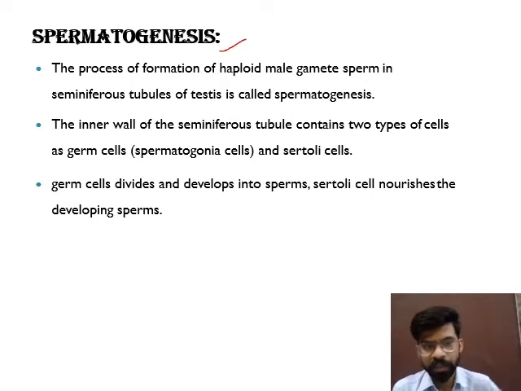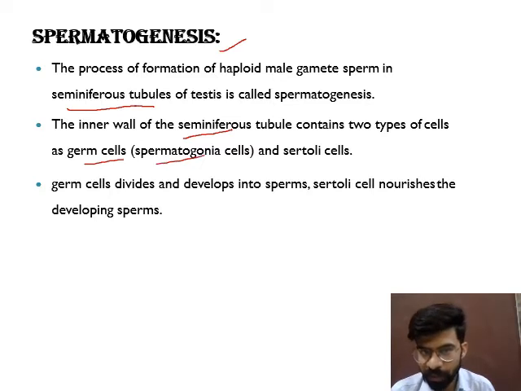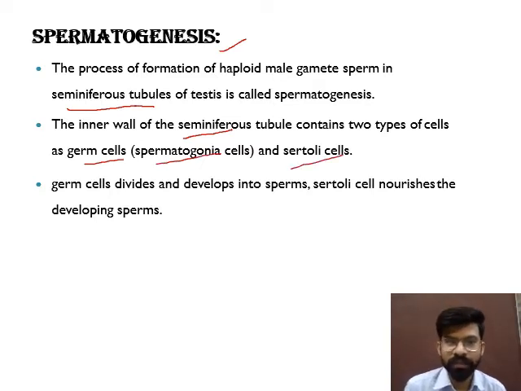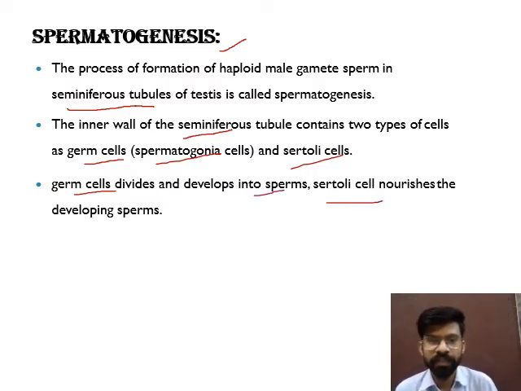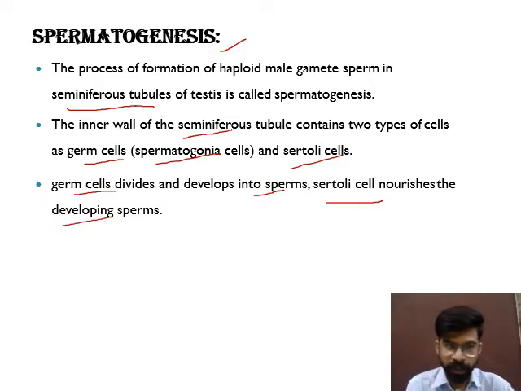Now, first is spermatogenesis. What is spermatogenesis? Spermatogenesis is the process of formation of sperm or haploid male gamete, and the site of sperm formation is seminiferous tubule, already covered in the male reproductive system. Seminiferous tubule is present inside the testes. The inner wall of seminiferous tubule contains two types of cells, already covered: the germ cell or spermatogonia cell and the Sertoli cell. The germ cell divides and develops into the sperm, and Sertoli cell provides nourishment to developing sperm. So these are some points regarding spermatogenesis.